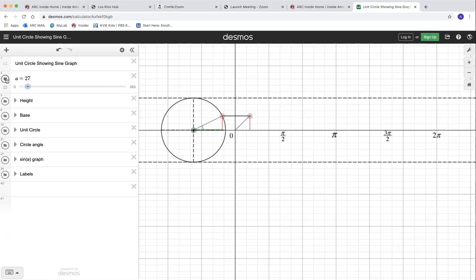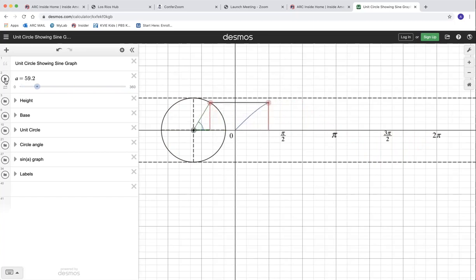Just hit play. And you can see as I go around the unit circle and sort of unwrap it, it generates that sine wave. Okay. Ooh, going backwards too. Okay. So it's just going to keep going back and forth. All right. So that's an animation that shows the relationship.